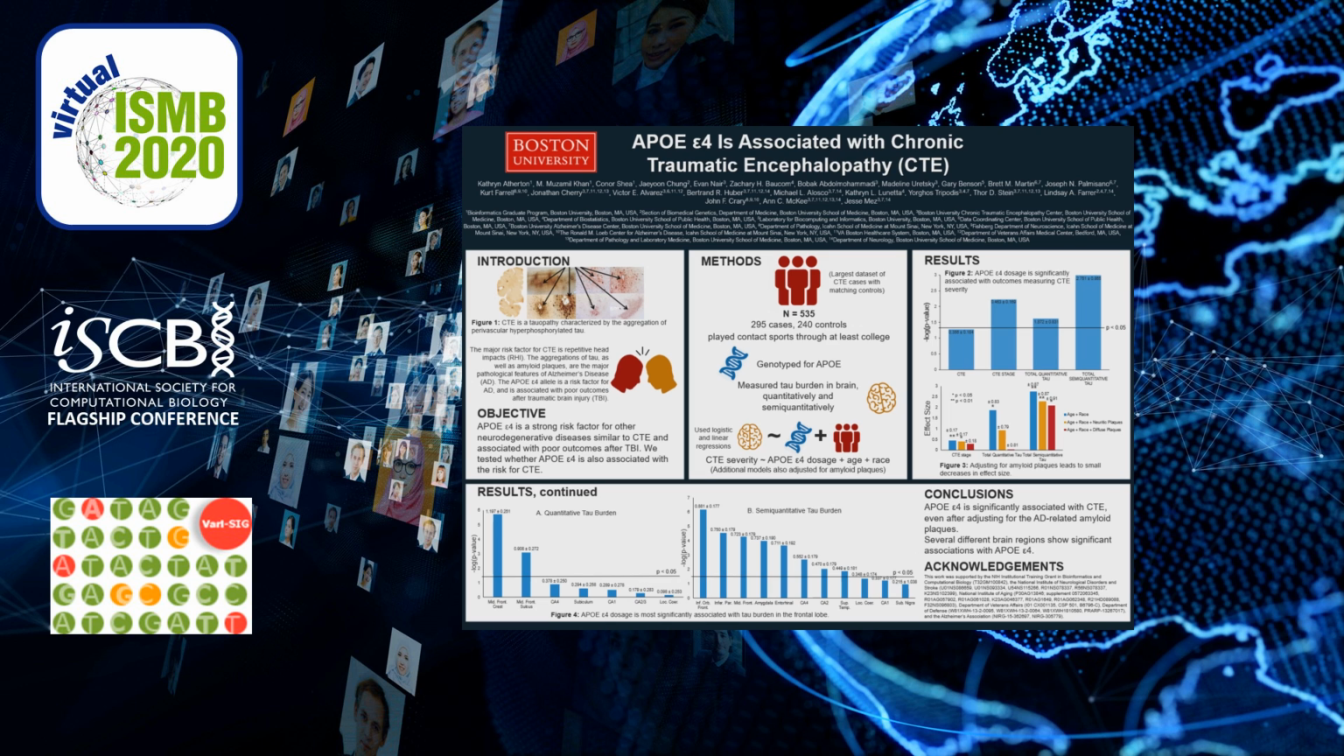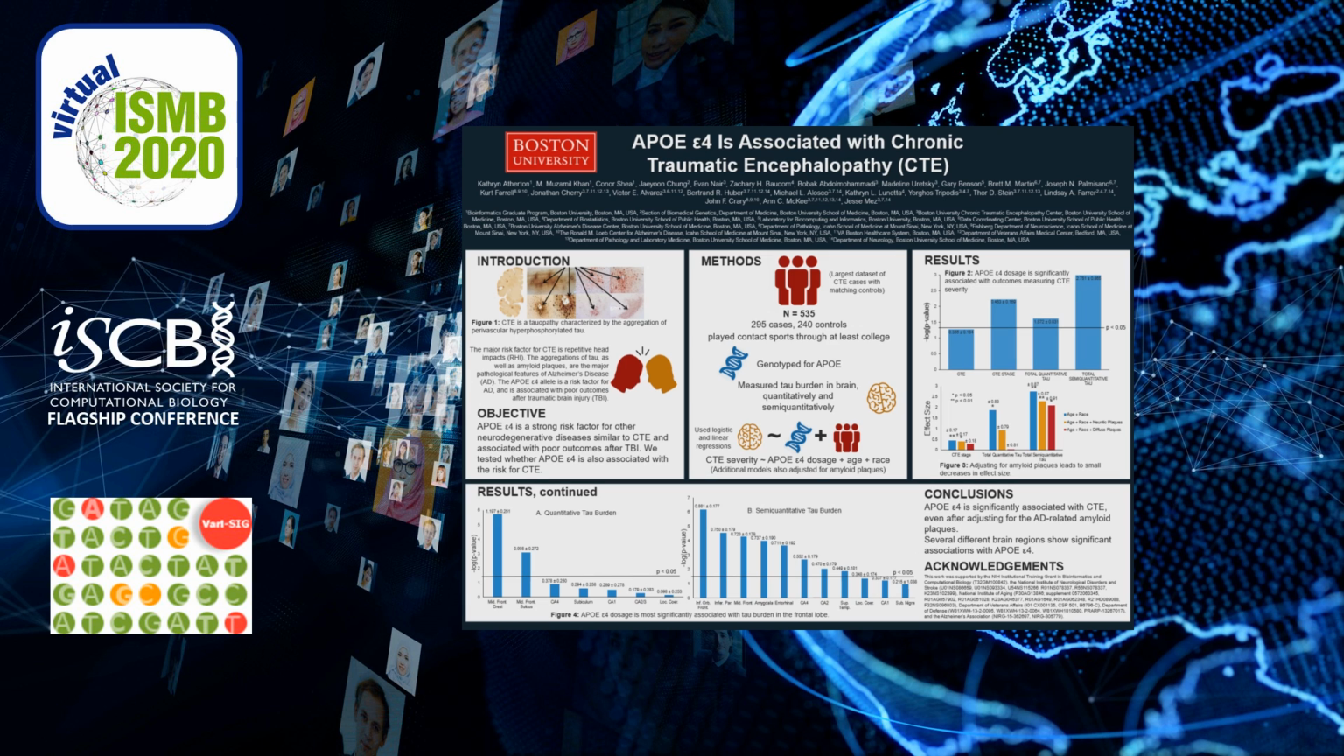Alzheimer's disease is also defined by the aggregation of tau in the brain, but in a different anatomical pattern than CTE, as well as amyloid plaques. The APOE E4 allele is a risk factor for Alzheimer's disease and is also associated with poor outcomes after traumatic brain injury, or TBI. Because of these relationships, we tested whether APOE E4 is associated with CTE as well.